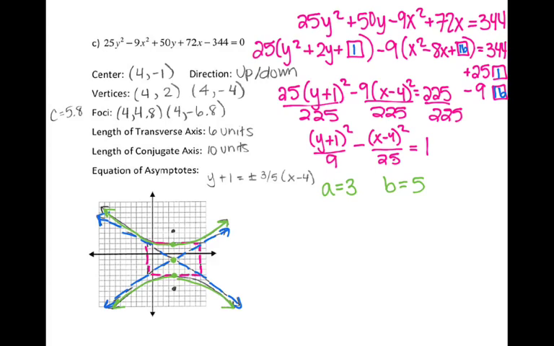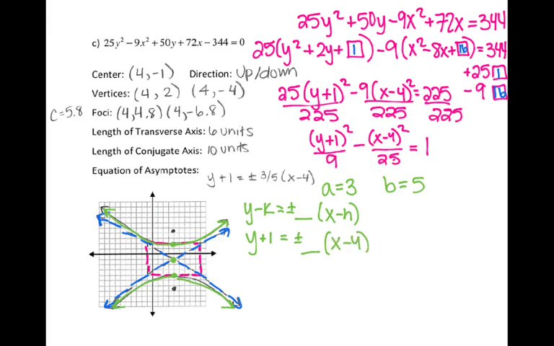So I'm going to go ahead and find the length of the transverse axis. That's the distance between your vertices. So this length is 6 units. And the conjugate axis is the other length of the box, which was 10 units. For the equation of your asymptotes, it's y minus k equals plus or minus something times x minus h. So my k comes from my center, so I have y minus negative 1, which becomes y plus 1, equals plus or minus something, and then x minus h is going to be x minus 4.